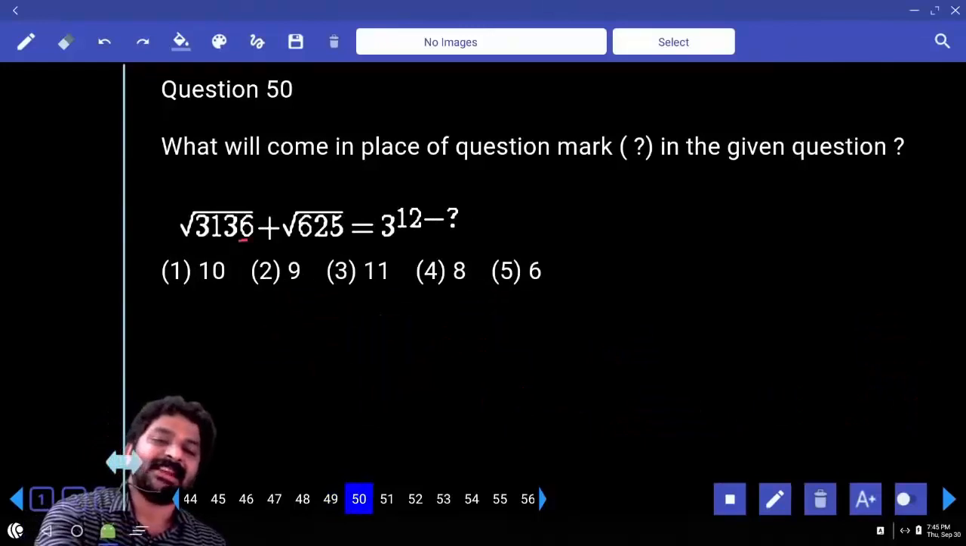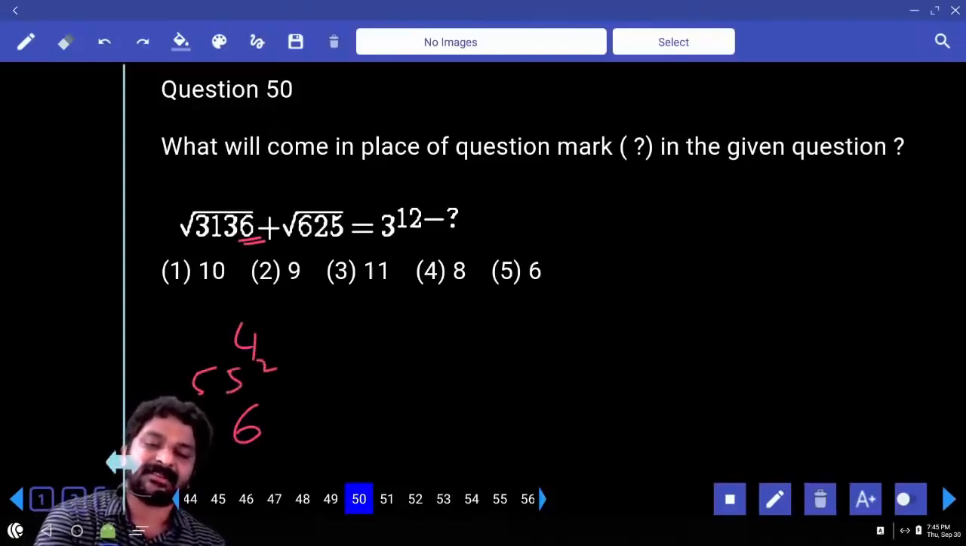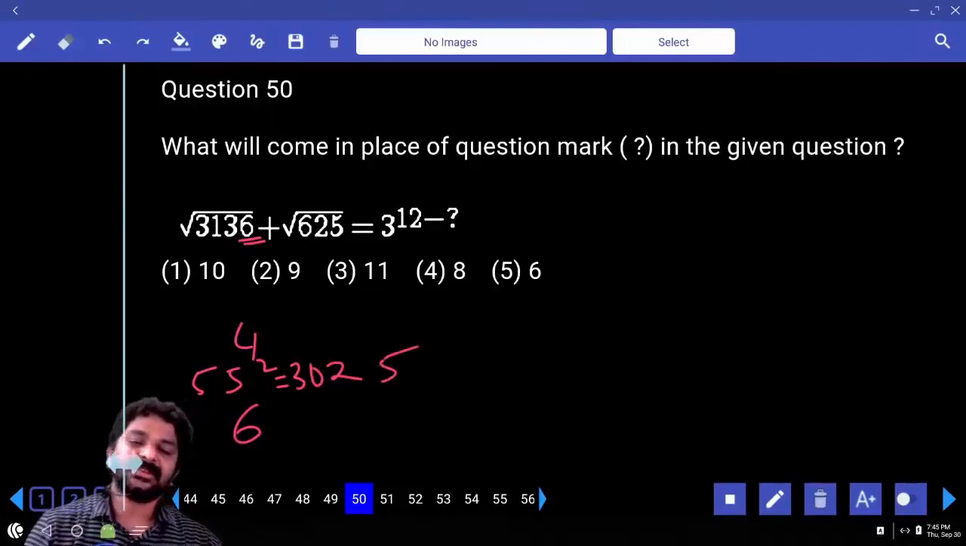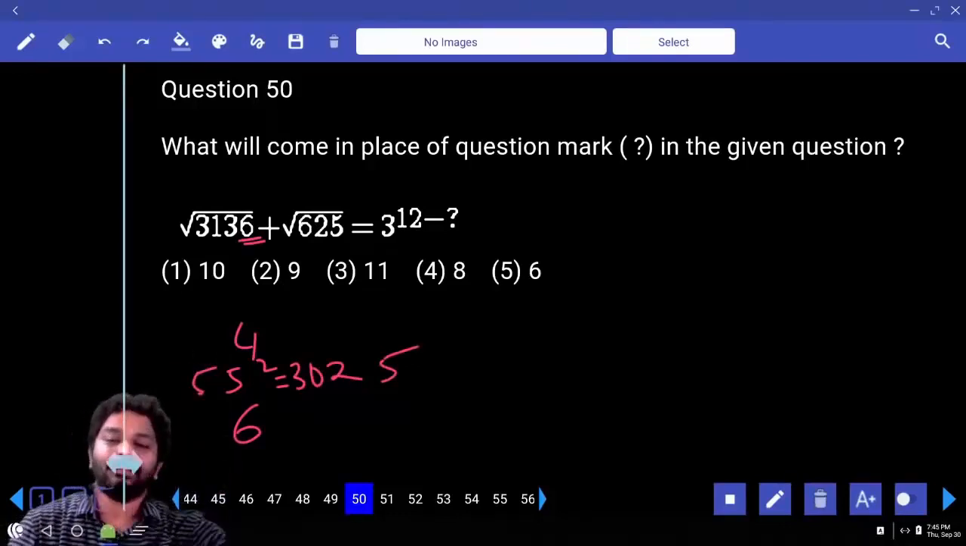So the under root value is ending with 6. So that should end with either 4 square or 6 square. Let's calculate 55 square. 5 square ends with 25. 5 into 6, 30. So 30, 25 is 55 square. But our number is more than 30, 25. Hence it must be 56 square only.